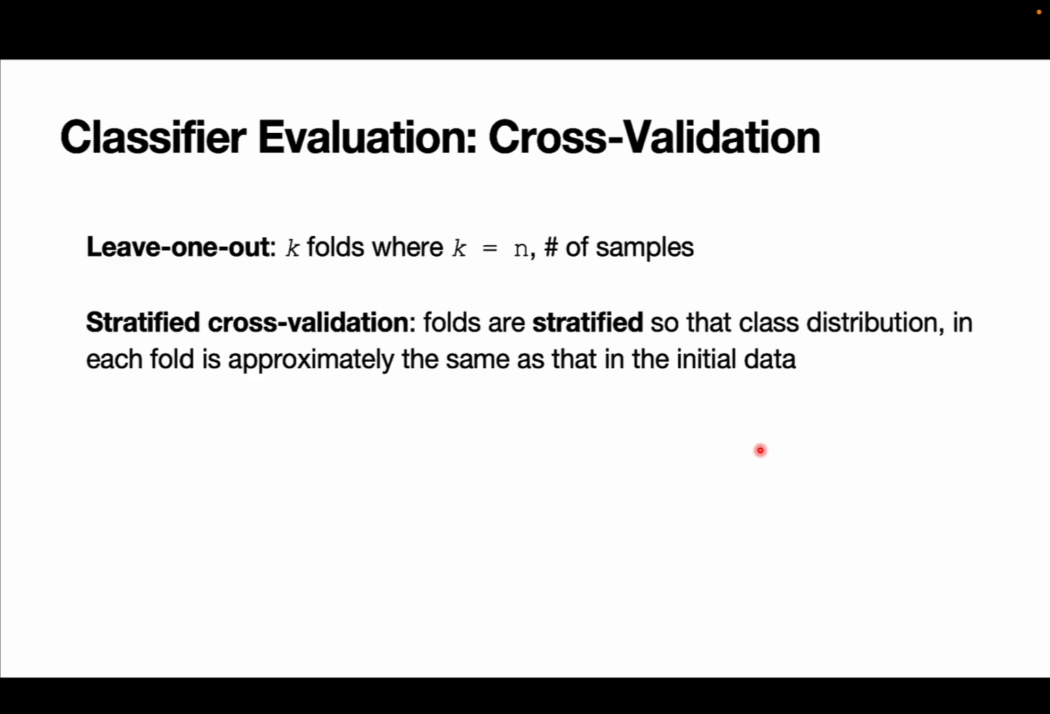A very extreme implementation of cross-validation is called leave-one-out. So in this case, k is going to be equal to n. In other words, I'm going to train on n-1 examples and use the last one for validation and do this n times. Stratified cross-validation involves stratifying the folds, so we make sure that each fold is as representative of the whole dataset.